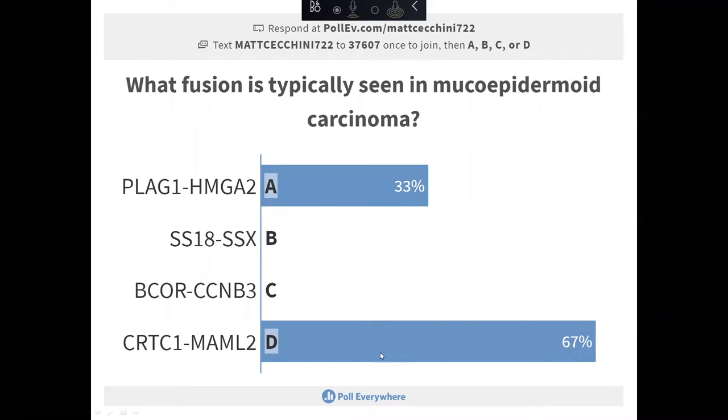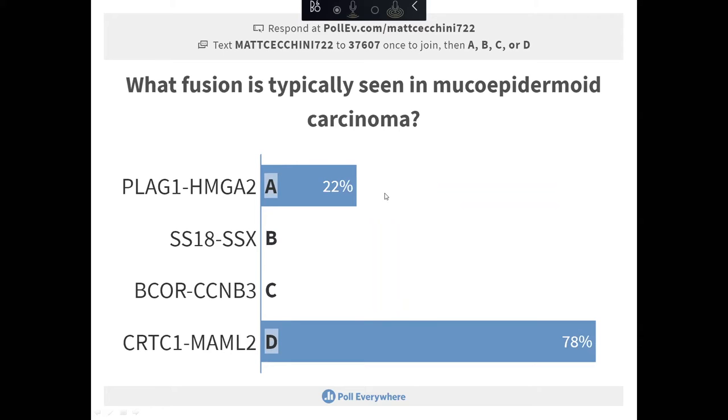Perfect. Great job. So the majority gets it again. The fusion that you typically see in mucoepidermoid carcinoma is this MAML2-CRTC1 fusion. PLAG1-HMGA2 you can see in a subset of pleomorphic adenomas. SS18-SSX you see in synovial sarcomas, and BCOR-CCNB3 you see in these Ewing's-like BCOR translocated tumors. So that's a classic case of a mucoepidermoid carcinoma.